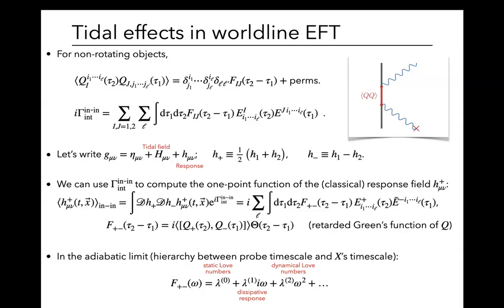In terms of diagrams, this is the process that I'm interested in. So this is the external tidal field that interacts with the worldline, okay? Then there will be some two-point function of Q, so something happens inside the object. And then I want to extract the response, okay? So I just want to compute a very simple process. And if you want, in the end, this is our effective interaction. So this is the one-point function. And we will expand this F in this way in powers of the frequency. This lambda 0 is the static Love number. This is the dissipative number, if you want. And this is the dynamical number that I want to compute.